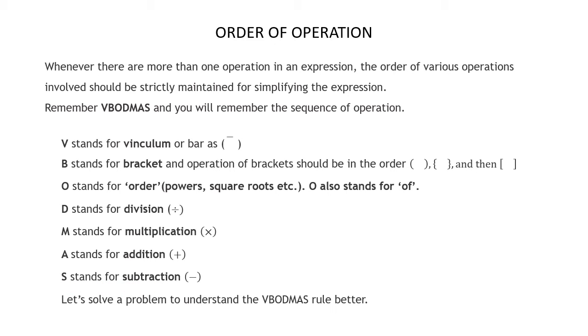So whenever you're solving an expression which has more than one operation, always follow this sequence. First vinculum has to be solved, then brackets, then order or of, then division, then multiplication, then addition, and finally subtraction. This BODMAS rule has to be followed strictly while simplifying an expression. Let's solve a problem to understand the BODMAS rule better.